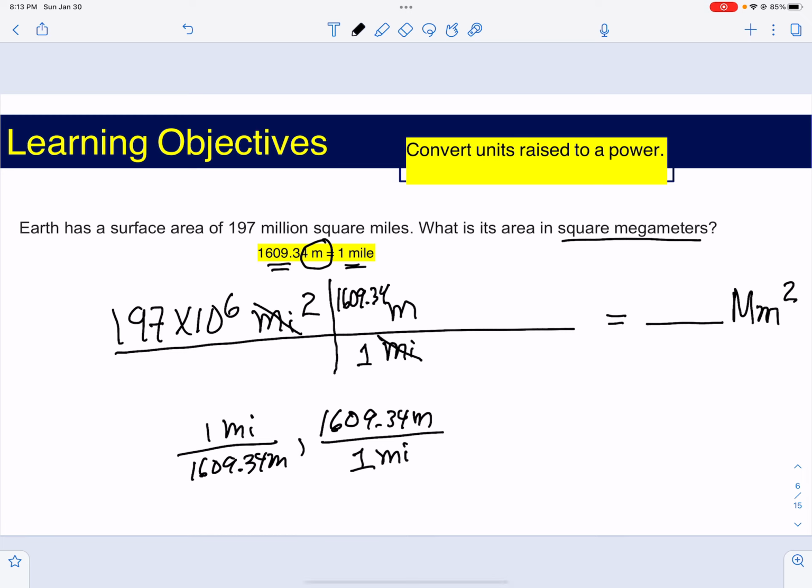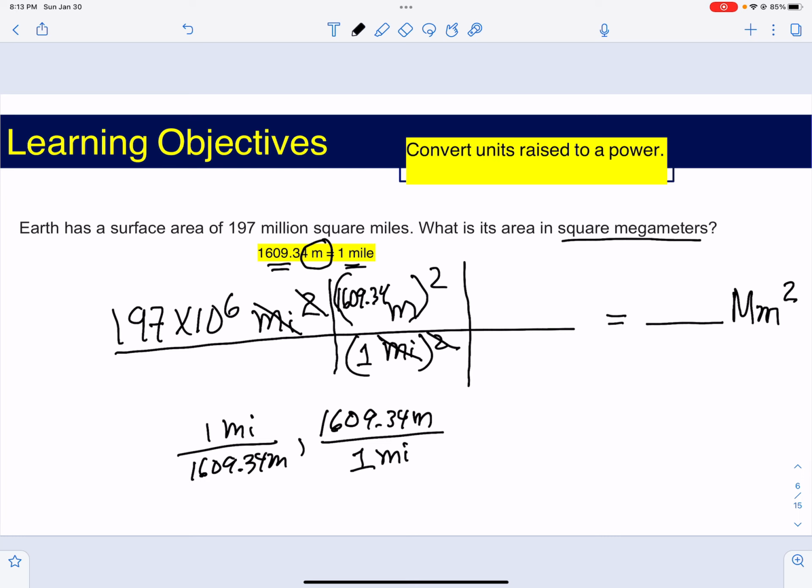But I do not want to cancel just the miles. I have to cancel square miles. So I'm going to square on top and square at the bottom. And that cancels the square miles. And now I'm going to have 1609.34 squared times meter squares, but I am not looking for meter squares.